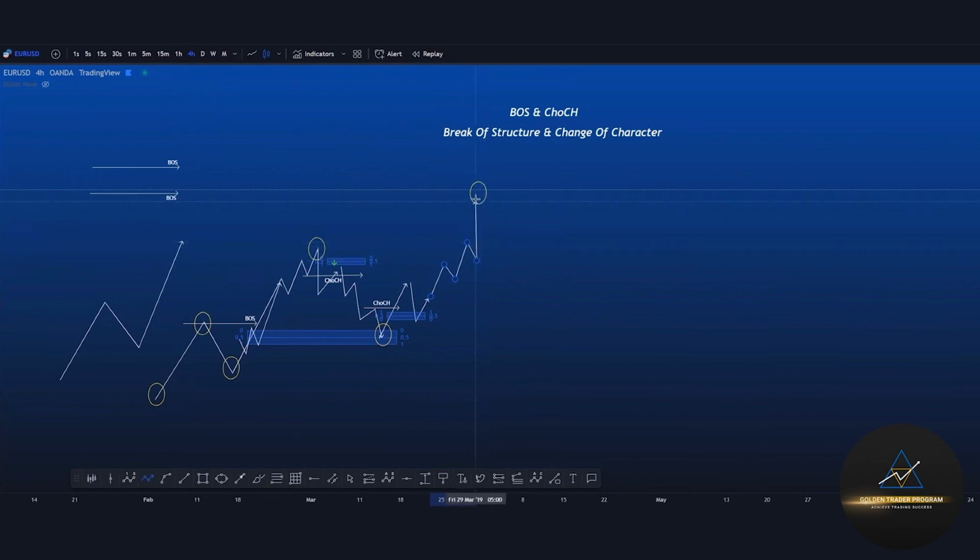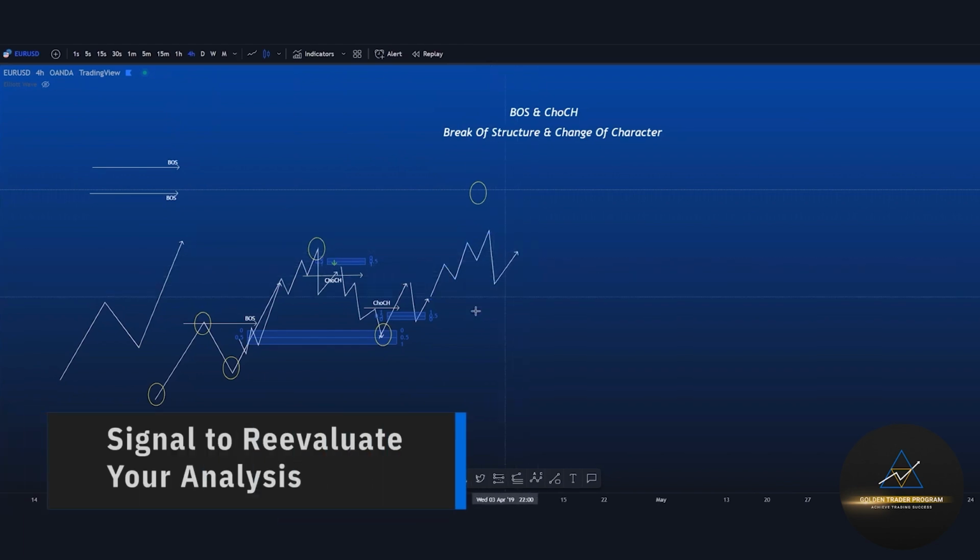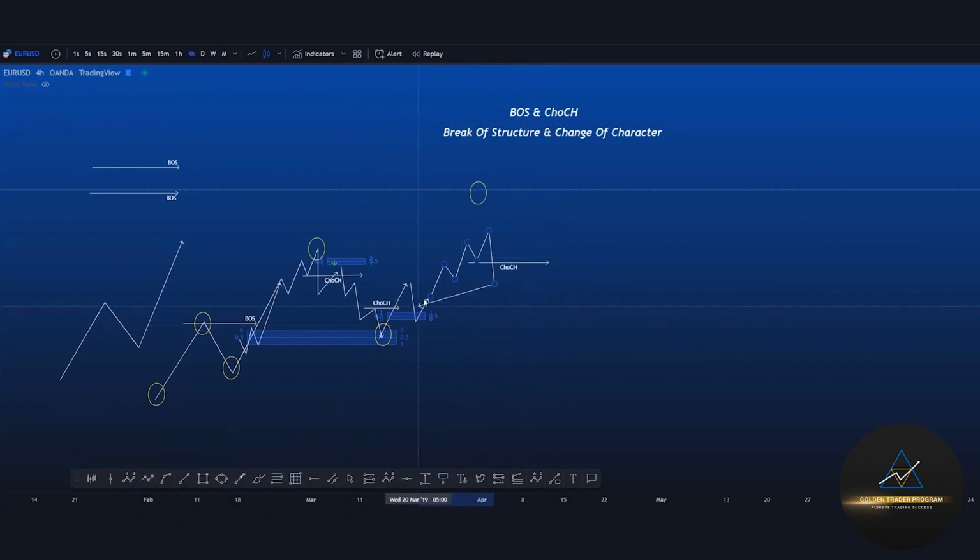And now obviously, if you're expecting a target there and there's all of a sudden a change of character, that's a signal to reevaluate your analysis. Because if this is indicating that perhaps this pullback on the way up is over, this could definitely signify there's a good chance that price might not even go to your point of interest and it might continue going lower. So it's a good signal to come out as well.